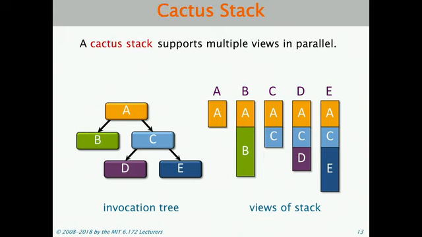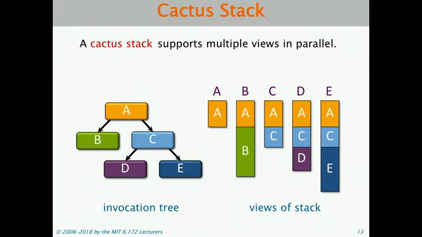OK, so that was the serial case. What happens in parallel? So in parallel, we have what's called a cactus stack, where we can support multiple views of the stack in parallel. So let's say we have a program where it calls function A, and then A spawns B and C. So B and C are going to be running potentially in parallel, and then C spawns D and E, which can potentially be running in parallel. So for this program, we could have functions B, D, and E all executing in parallel.